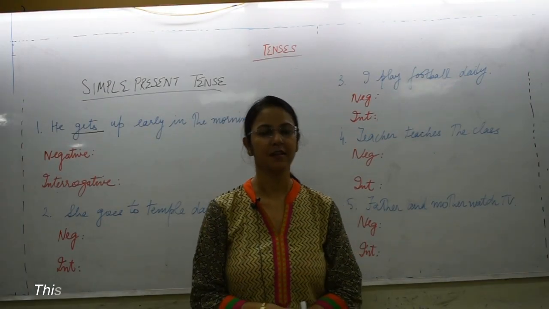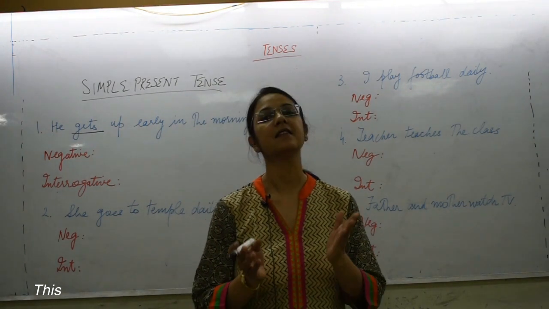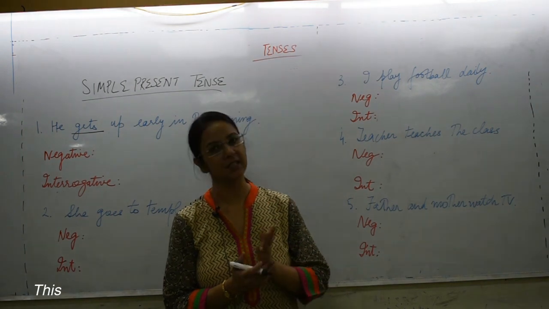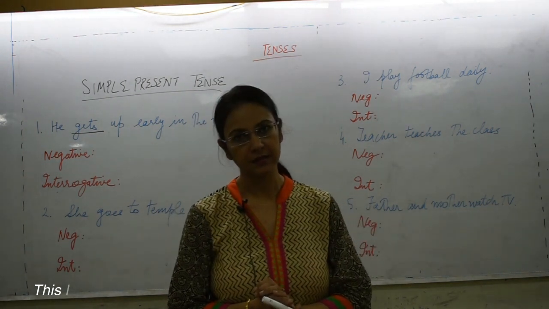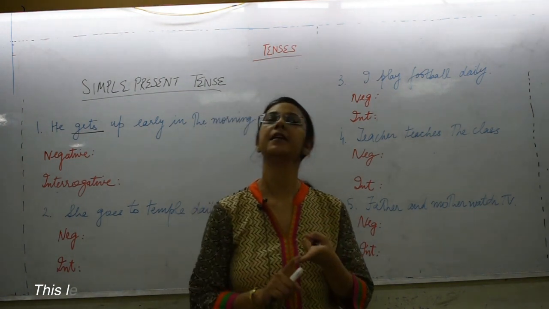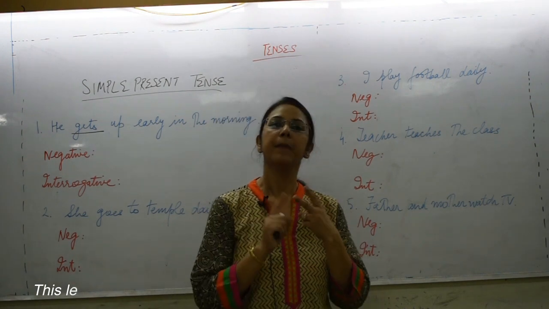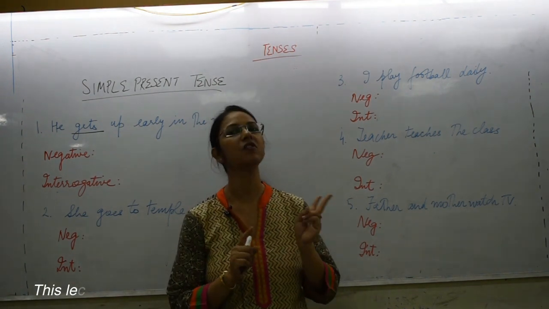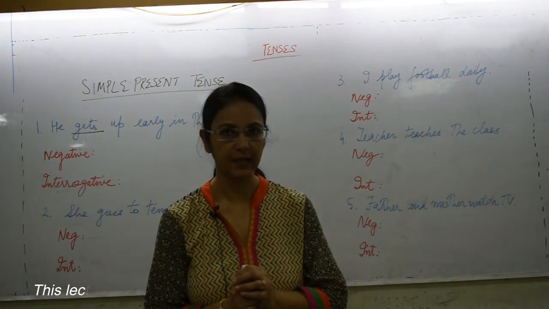Hello students, in this session we will be dealing with tenses. Tenses, as you know, represent time in simple language. Tenses have three parts: present tense, future tense and past tense. Present tense denotes the present time which is going on. Past tense denotes the time which has passed, and the future tense denotes the time which will come.